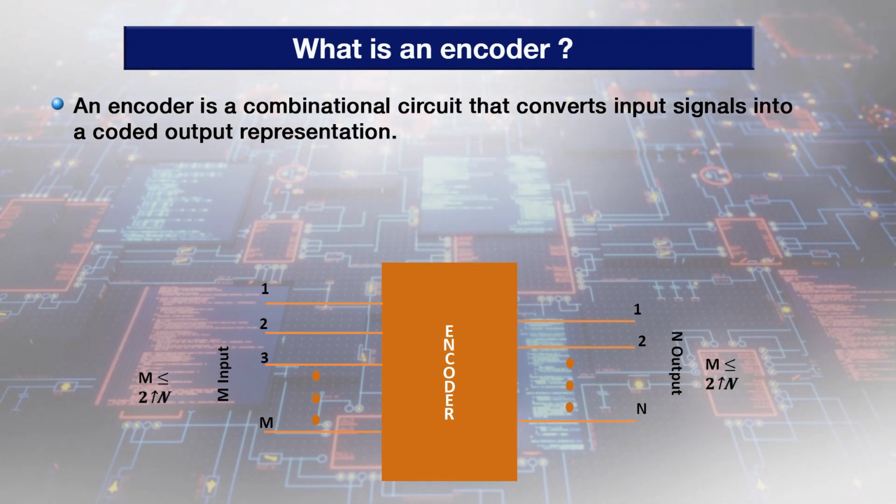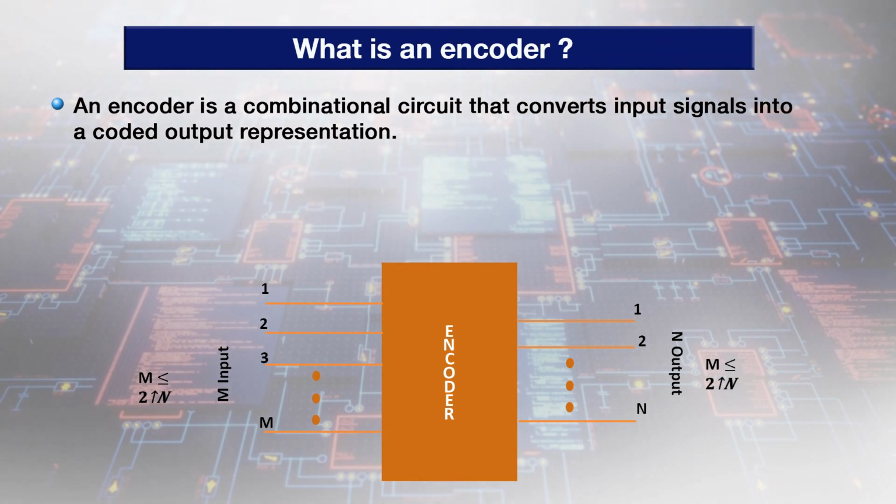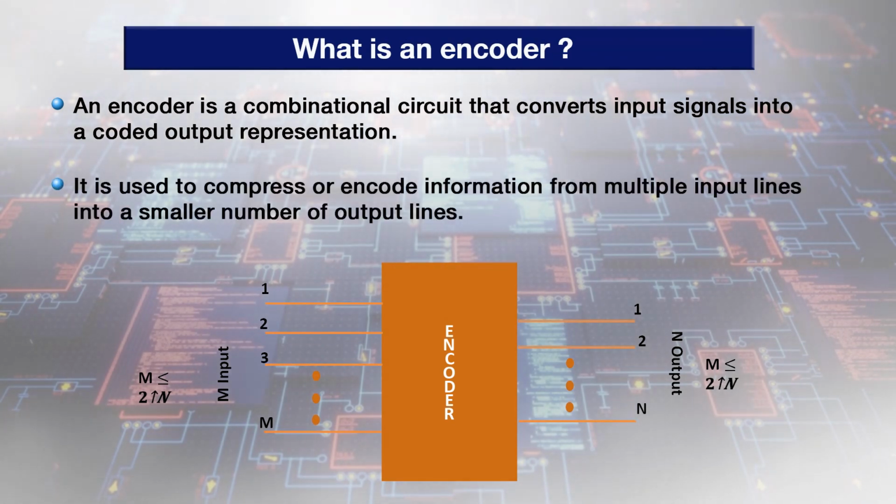In the context of digital electronics, an encoder is a combinational circuit that converts an input signal into a coded output representation. It is used to compress or encode information from multiple input lines into a smaller number of output lines. The primary purpose of an encoder is to provide a unique code for each combination of input signals. The encoder output is generally in binary format, where each output line represents a specific input condition.